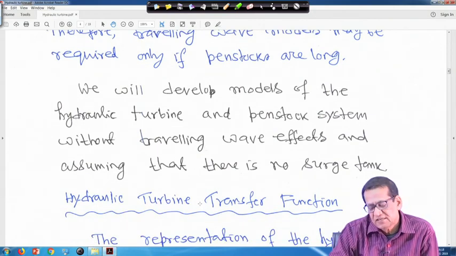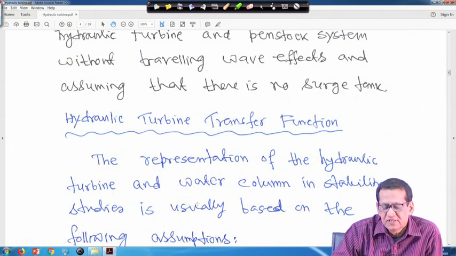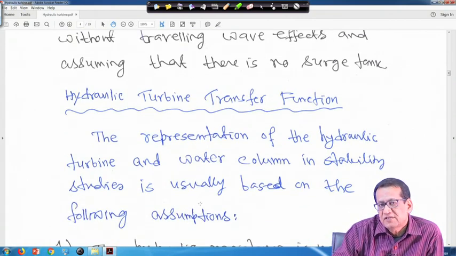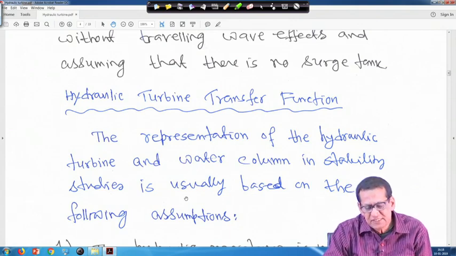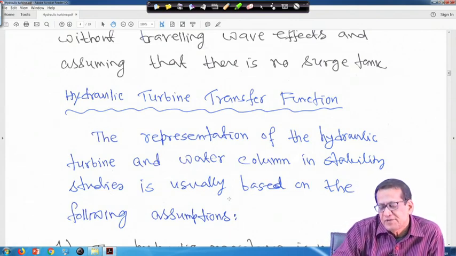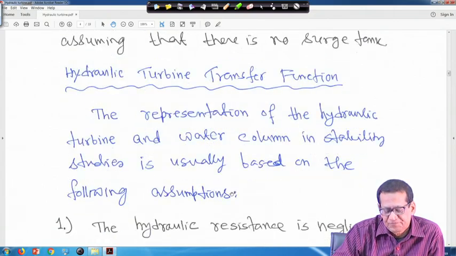Hydraulic turbine transfer function. We have seen the steam turbine transfer function, but for the hydraulic turbine transfer function it is something different. The representation of the hydraulic turbine and water column in stability studies is usually based on the following assumptions. We will make some assumptions, and based on those only we will try to derive the hydro turbine model.